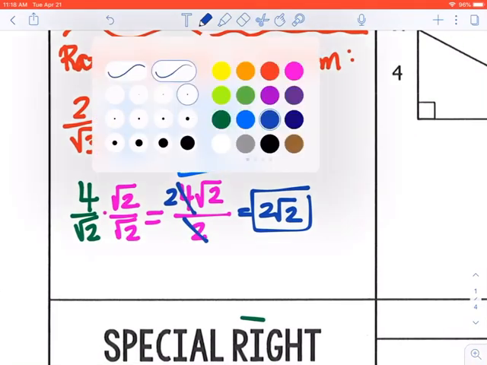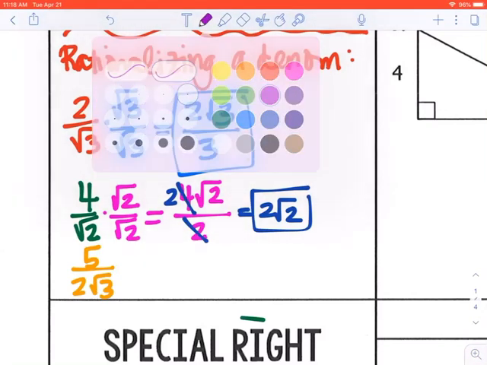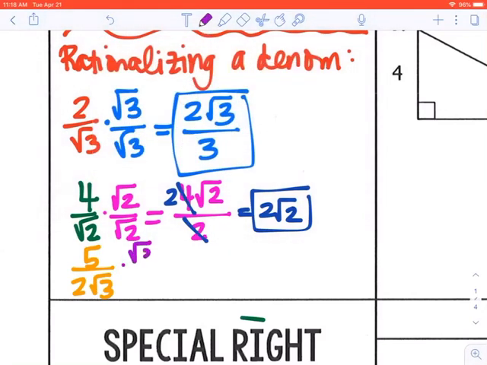So sometimes you might rationalize something, and then you need to do some simplifying. And then sometimes you might get something like 5 divided by 2 rad 3. If you come across something like this, again, you're just multiplying by rad 3 over rad 3, because that's the only part you need to rationalize. On the top, you're going to get 5 rad 3. On the bottom, you have the 2, and then rad 3 times rad 3 here is 3, because rad 3 times rad 3 again is rad 9, and square root of 9 is 3.